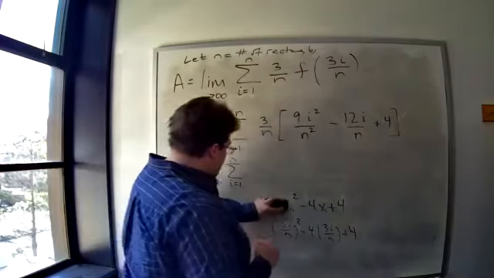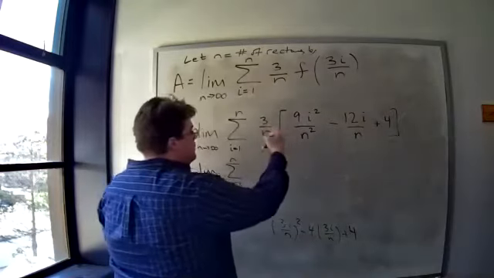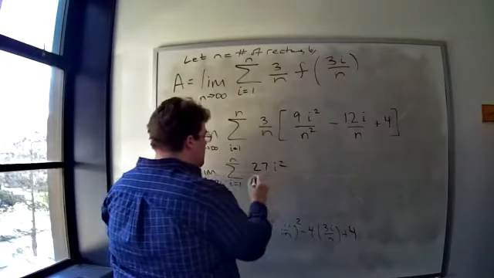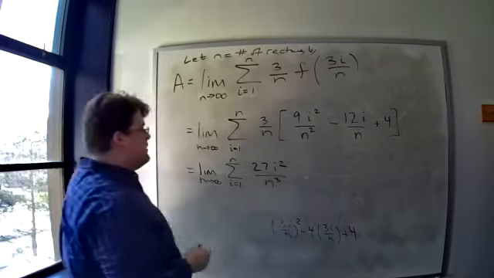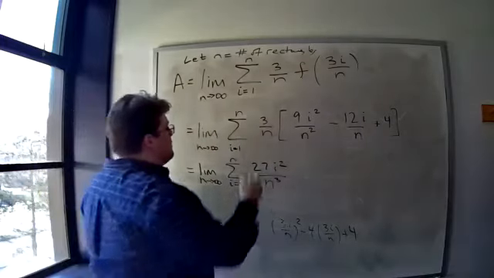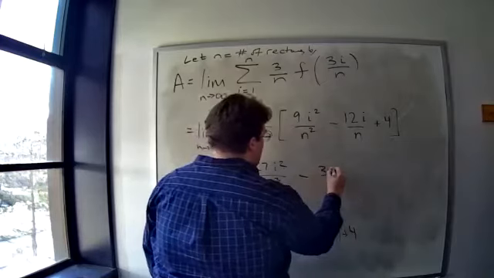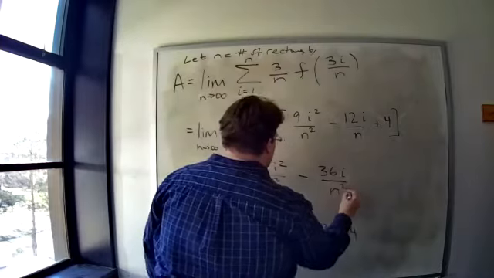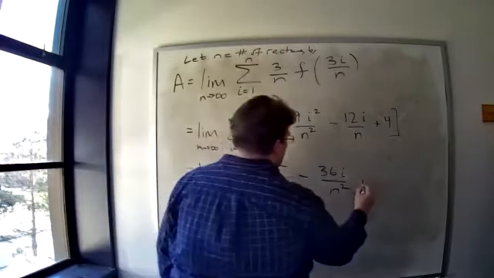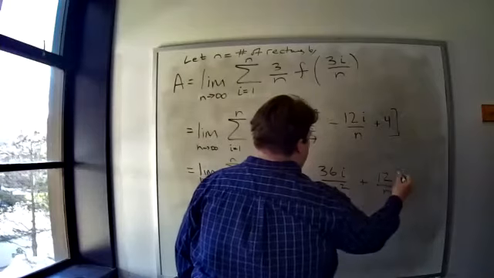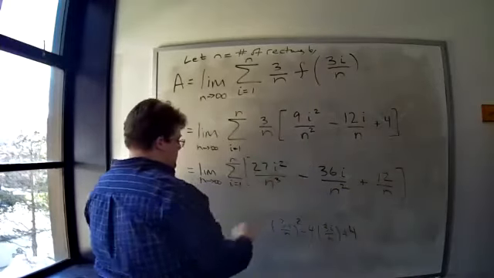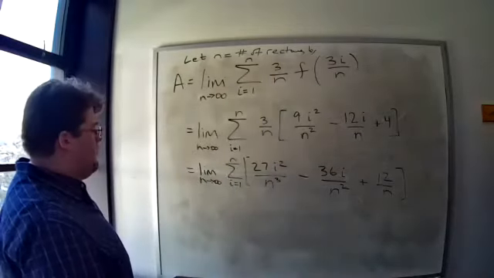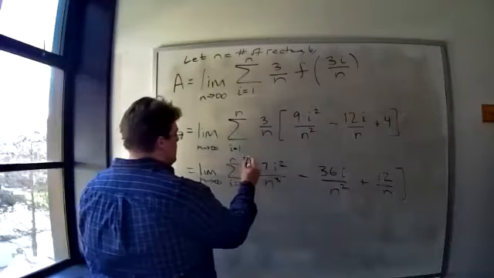What do we get? Yeah, I guess I'm going to erase that. Well, in this first one, 3 and 9 make 27. i squared is still there. n and n squared makes 3 n's, which is n cubed. The next one, 3 and 12 and a negative make a negative 36. i is i. n and n make an n squared. And for the last one, 3 over n times 4 is just 12 over n. And we still haven't dealt with the sum. Any questions about getting here?